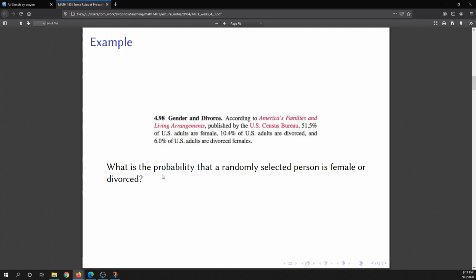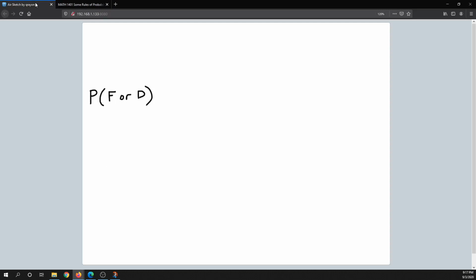All right, so going through this, what they want us to find out is what is the probability that a person we randomly selected is female or divorced. So I'm going to write that as the probability of F, for female, or D for divorced. So I'm going to write that out like so, okay? All right, and we want to calculate the OR of these two events, F or D, and so that is the generalized addition rule. So that would be the probability of F plus the probability of D minus the probability of F and D.